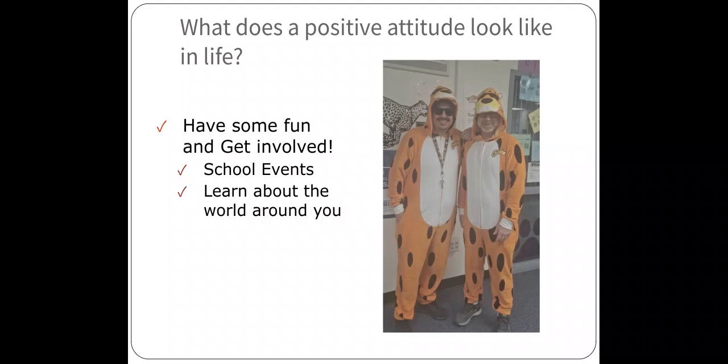Positive attitude in life just means having some fun, getting involved in school events, and learning about the world around you. We look forward to helping support everyone having a positive experience here at MCAT, and that starts with each and every one of us contributing to that by having a positive attitude each day.